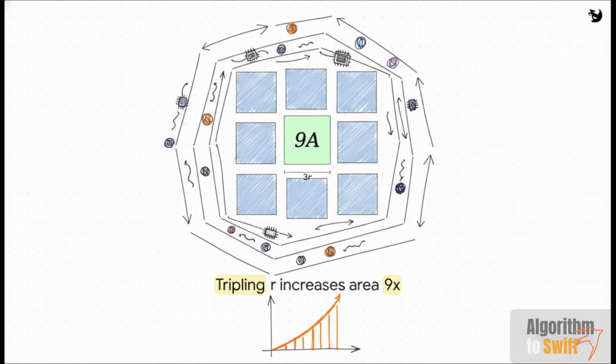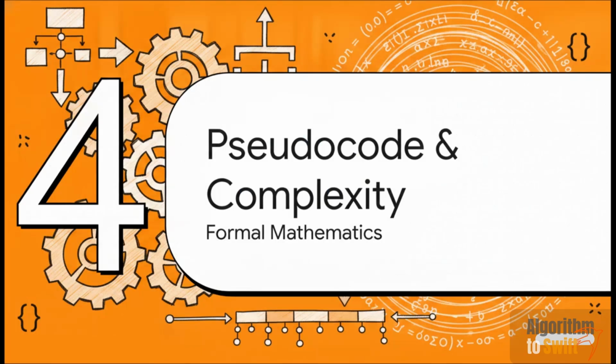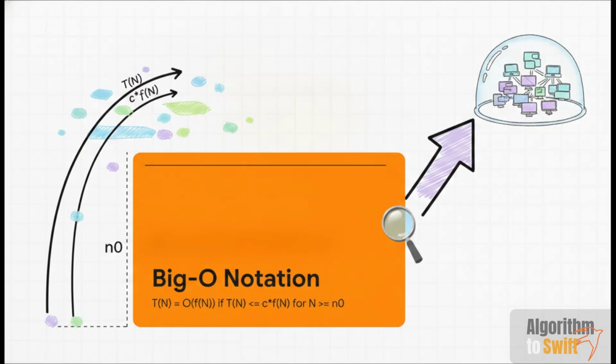You are creating a situation where a seemingly tiny increase in array data triggers a massive explosion in processing steps. Section 4. Pseudocode and complexity. Okay, with that visual intuition locked in, let's step into the formal mathematics.